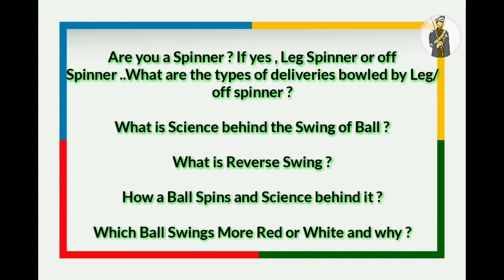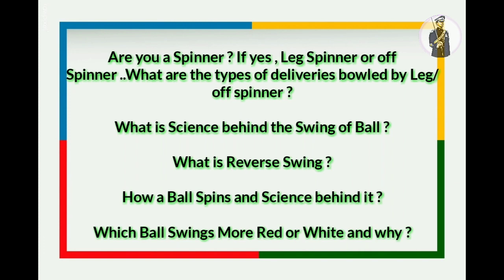The next is, which ball swings more, red or white, and why? This is again related to the swing phenomena, a follow-up question. So let me give you a hint. The white ball swings more than the red because there is a polyurethane coating on the white ball, and because of which there is an excess amount of swing as compared to the red.